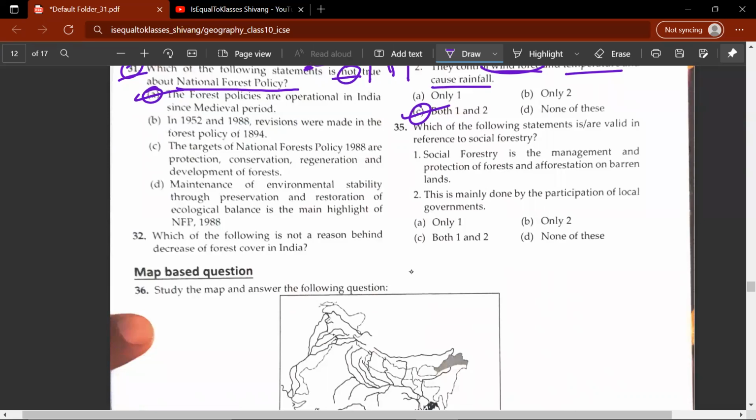The 35th question: which one of the following statements are valid in reference to social forestry? The first statement or the second statement? So the correct answer for this would be A. Only one. So second is correct.